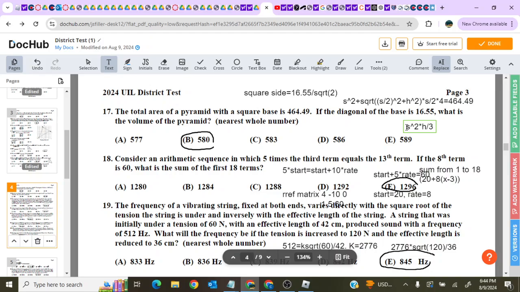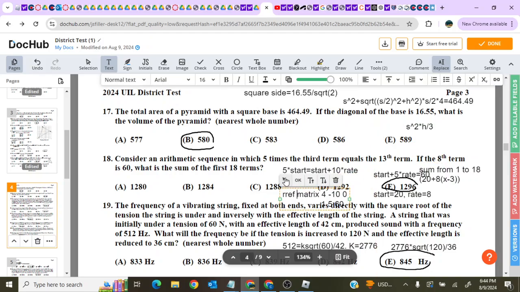Consider an arithmetic series in which 5 times the third term is equal to the 13th term. If the 8th term is 60, what is the sum of the first 18 terms? Okay, this is a bit of a hard one for me to explain, but I'll do my best.